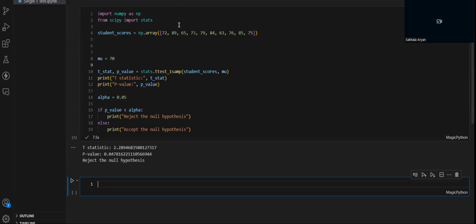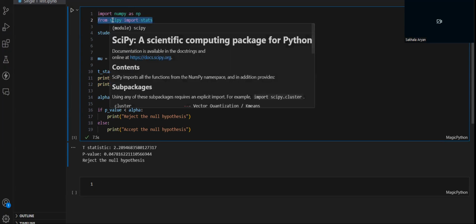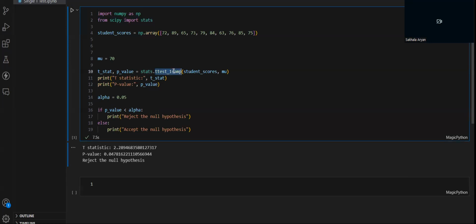This is a single t-test or one sample t-test. Basically, what we are trying to do is use a library called SciPy. In SciPy, there's a module called stats, and in stats, there is a one sample t-test. Let's say this is the score of students in a class, and this is the average score of students in the whole university. Now you are comparing if there is a difference between this class and the whole mean.